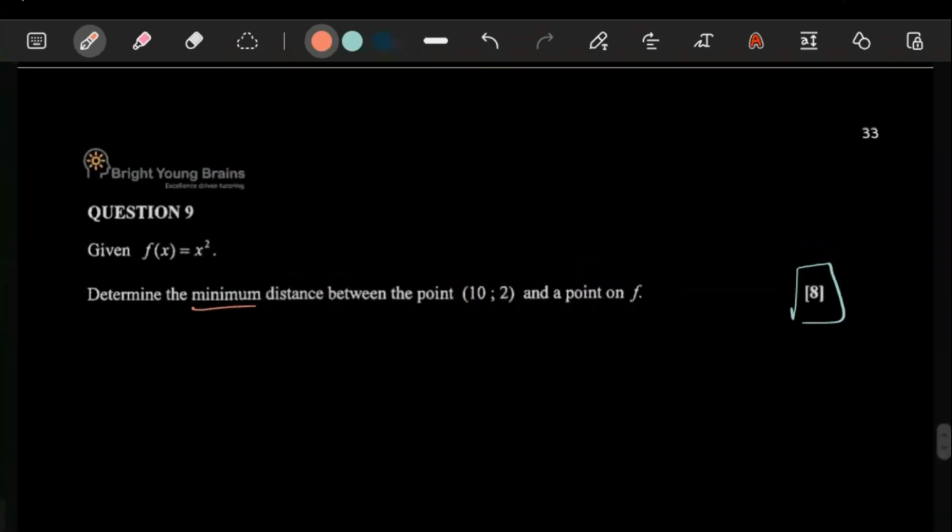So this is a basic parabola. It's literally going to look like this, passing through the origin. There we go. Anyways, this is fine. They say determine the minimum distance between this point and a point on F. We don't know where this point is, but it is definitely not a point on the graph, otherwise there wouldn't be a minimum distance to talk about.